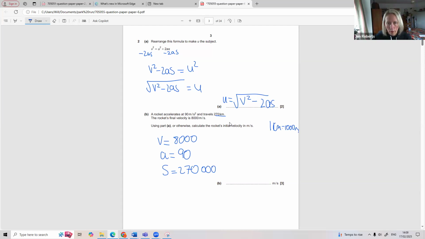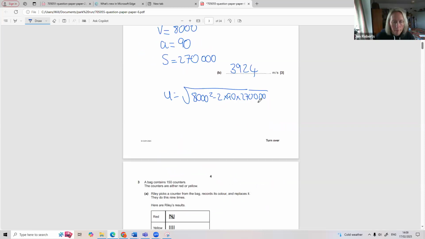So we know U equals the square root of V squared minus 2AS. I'm just going to pop it into the formula. And you should have 3,924 to the nearest meter per second. Okay, you will get all the marks for anything between 3,924 to 3,924.3.